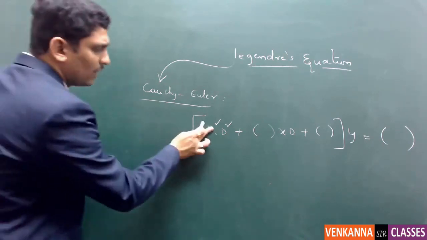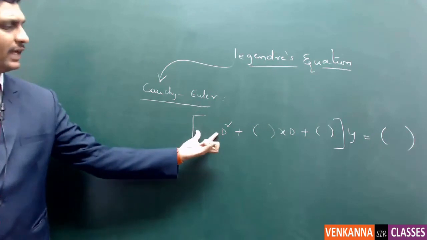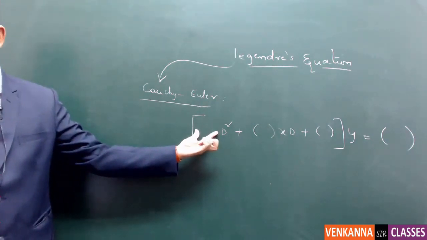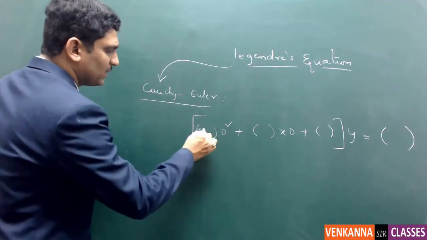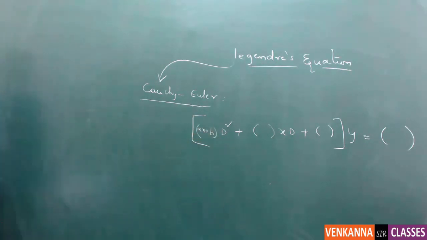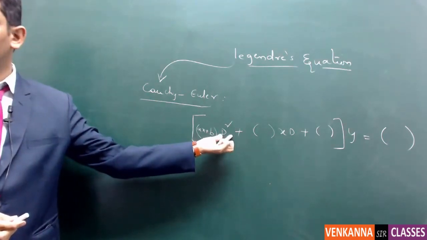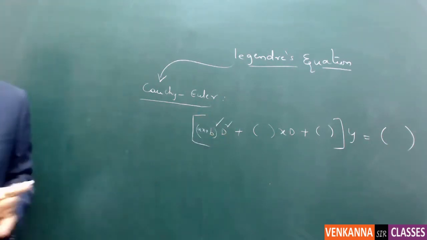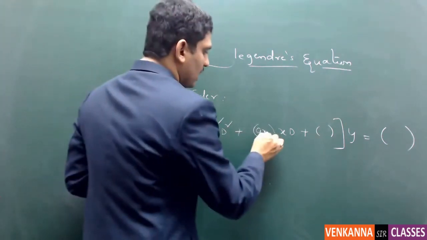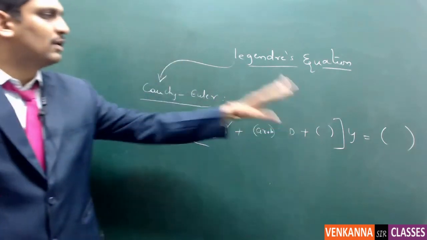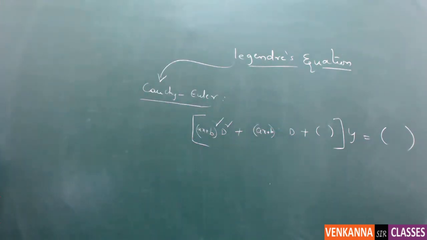Similarly, apart from x, if I have taken a function, a linear polynomial, let me say ax plus b, satisfying the same criteria that this polynomial and d have equal power. So (ax plus b) whole square d square, plus (ax plus b) into d plus some value of y is equal to some function. So this is nothing but Legendre's equation. Are you getting the idea? Yes or no?